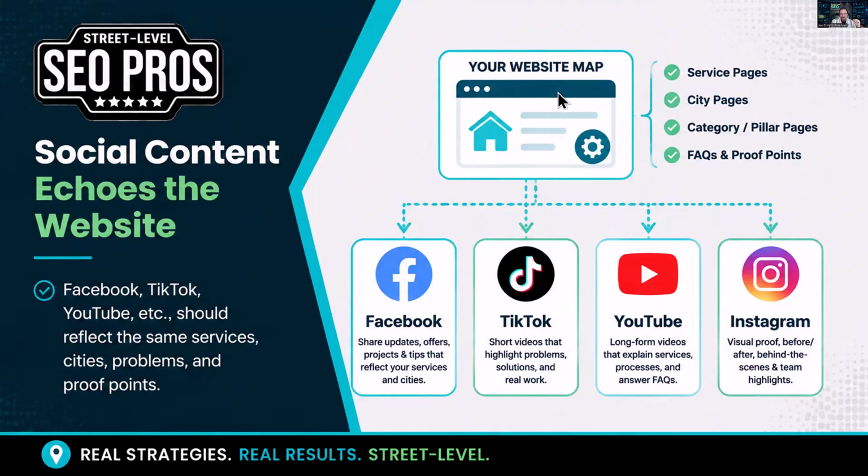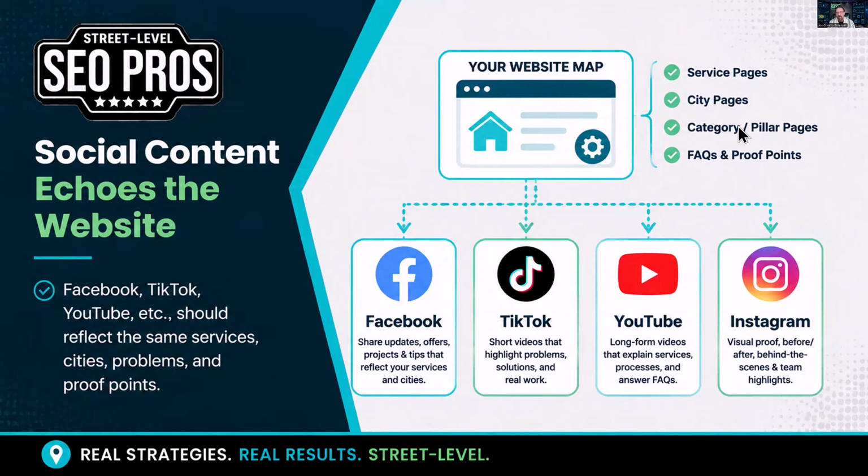When we're building websites, and when you're building a website yourself, you're going to want to have service pages, city pages, also called location pages. You want to have category pages. Whatever category you have on your Google Business Profile, those are the pages you need to build. You don't make up categories. It's got to mirror exactly what's in your Google Business Profile.